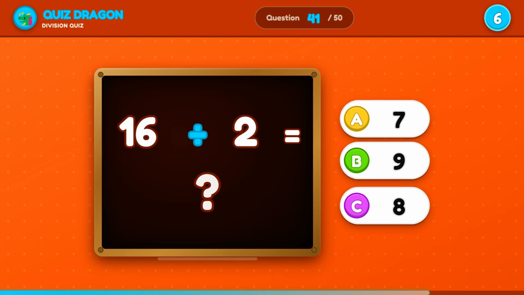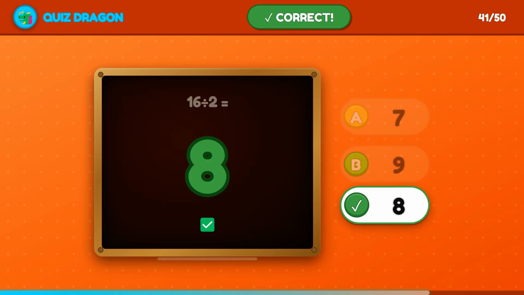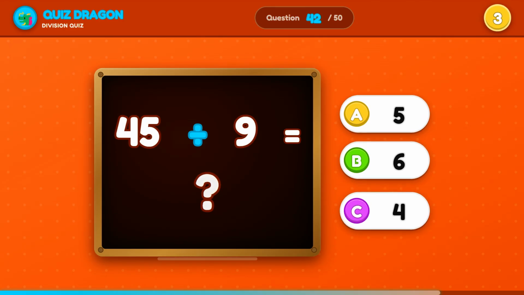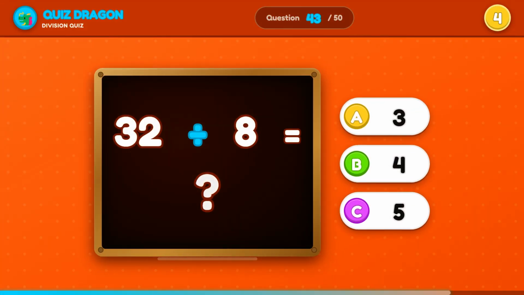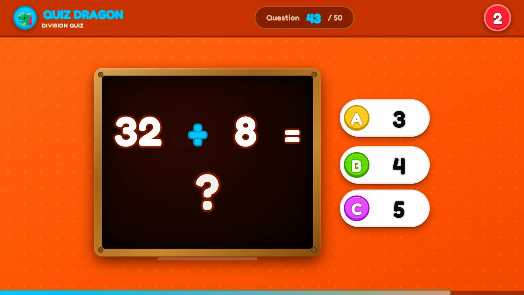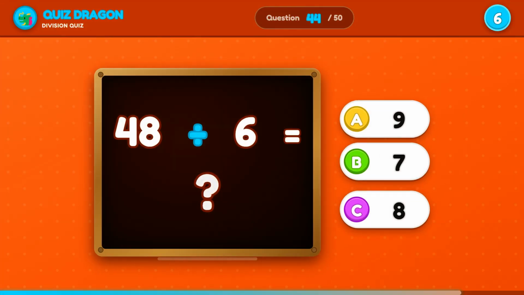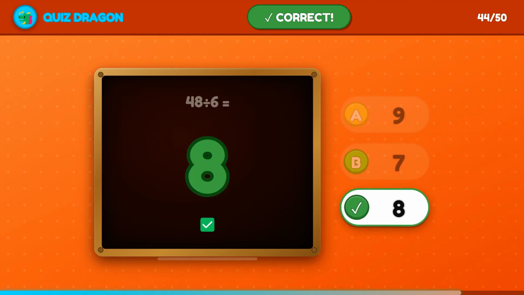Almost done. Question 41. What is 16 divided by 2? The correct answer is C, 8. Question 42. What is 45 divided by 9? The correct answer is A, 5. Question 43. What is 32 divided by 8? The correct answer is B, 4. Question 44. What is 48 divided by 6? The correct answer is C, 8.